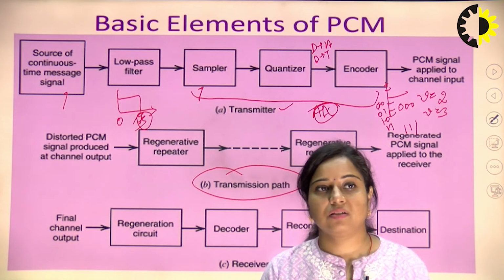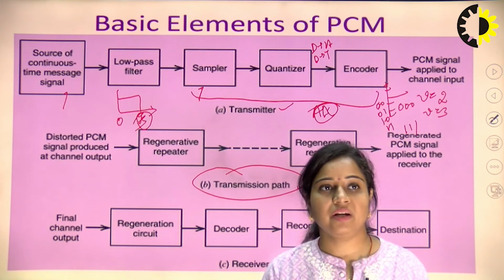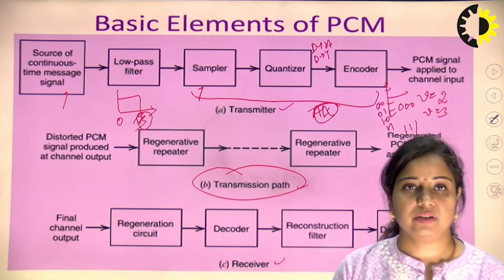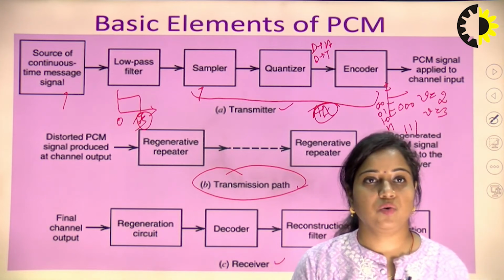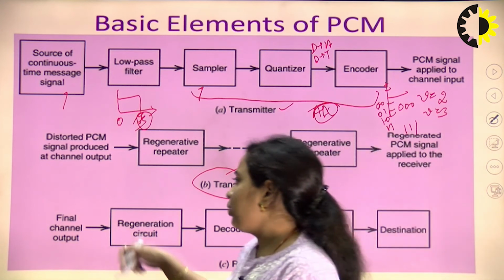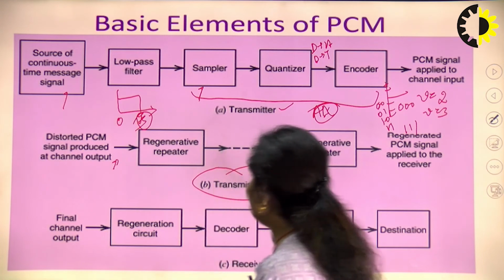So, that is considered internal noise, but the major noise that will affect the signal quality will be at the channel. So, we require regenerative repeaters to remove such noise, which will degrade the quality of the signal if they are not used. The distorted PCM signal produced at the channel output will be passed through a regenerative repeater.